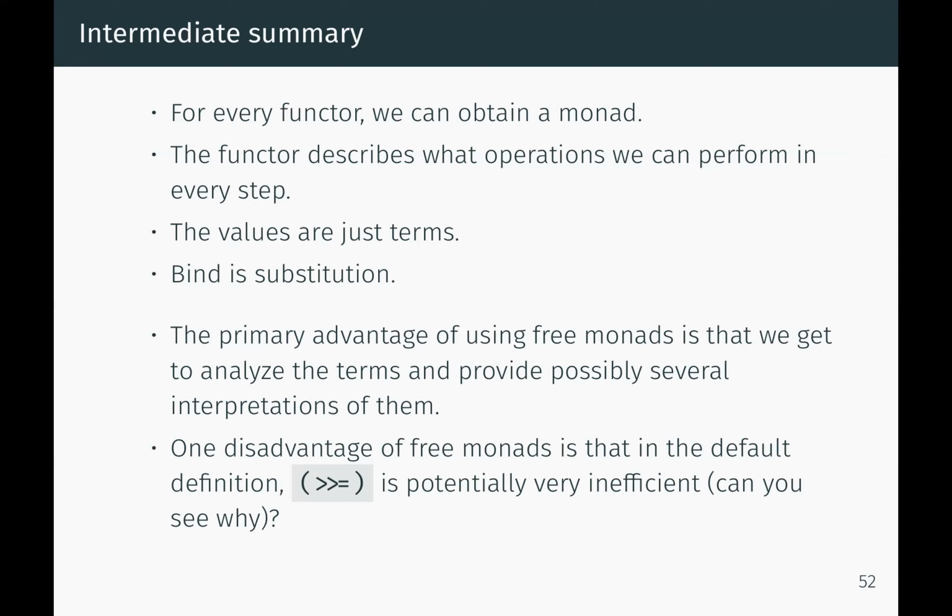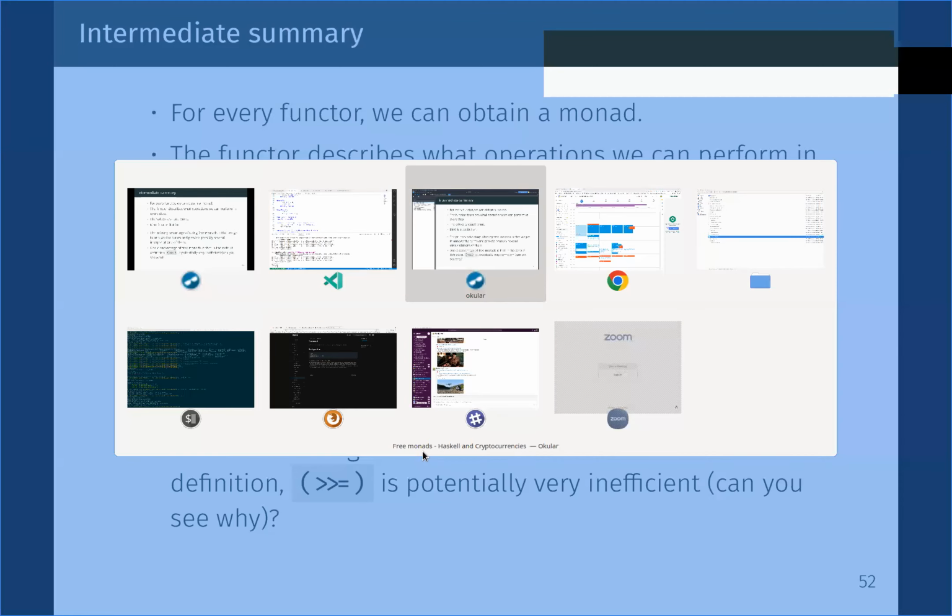And the disadvantage is that the bind is actually very inefficient, and that is similar to why concat for lists is inefficient, because you have to basically shift all the parentheses to the other side when you calculate it. That makes it inefficient. However, there are tricks to make it more efficient. There are slightly more sophisticated formulations of this free monad idea that make that problem go away.